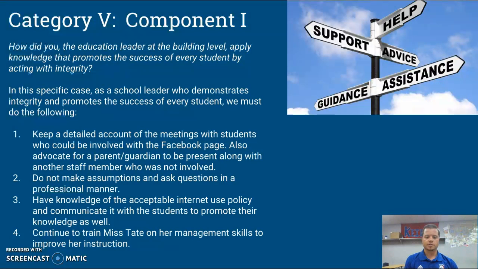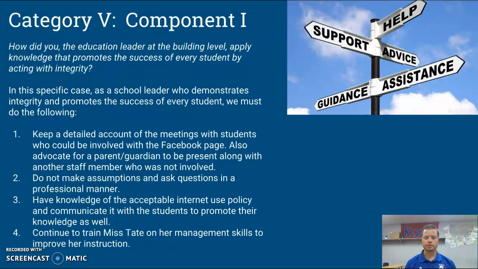Number two, do not make assumptions and ask questions in a professional manner. So again, that goes to doing the right thing. We might have a student who's had issues in the past who has violated the rules, but that doesn't mean they did it. And just because the teacher has her suspicions about a student does not mean they particularly did it. So we need to go in with a clean slate and just understand that each student deserves a fair shake in that case. So just making sure that we ask questions in the right way.